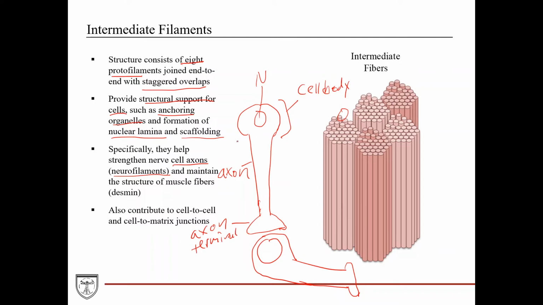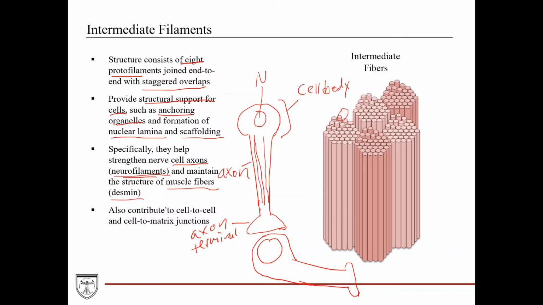What you really just need to know is that you have intermediate filaments here that help with the structural support of the axon specifically, and these are called neurofilaments. So if you get asked what's the special type of intermediate filaments within the axon, the answer is neurofilaments. They also help maintain the structure of muscle fibers, and specifically that type of intermediate filament is called desmin.